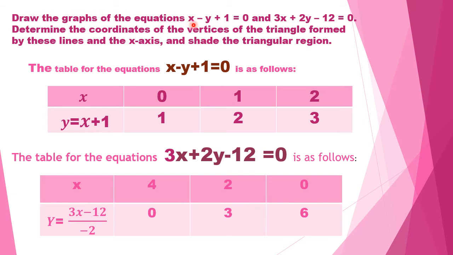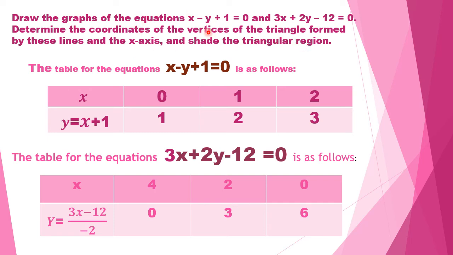Draw the graphs of the equation x minus y plus 1 is equal to 0 and 3x plus 2y minus 12 is equal to 0. Determine the coordinates of the vertices of the triangle formed by these lines and the x-axis and shade the triangular region. It means a triangular region will be formed by two intersecting lines and one x-axis. And you have to shade that triangular region.